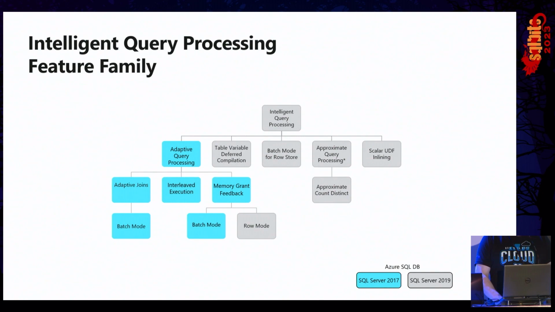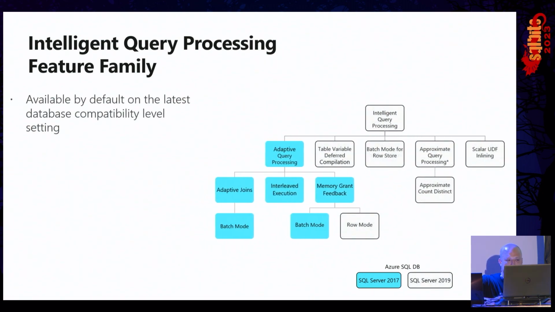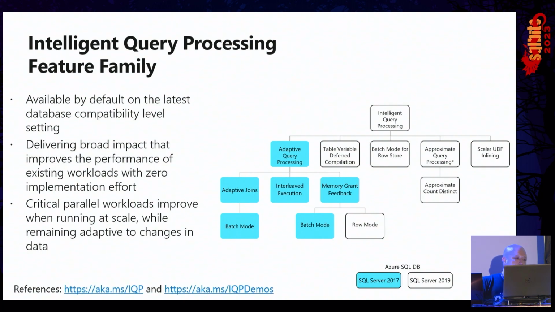Okay, now here's the next family. This is the family of features. I'm looking at 140, 150, 160, which is 2017, 2019, 2022. We're starting with 2017 and 2019. We called it adaptive query processing in 2017. The branding changed to intelligent query processing starting in 2019. You get these capabilities, and then in 2022, we added more. Well, what's the key point here?